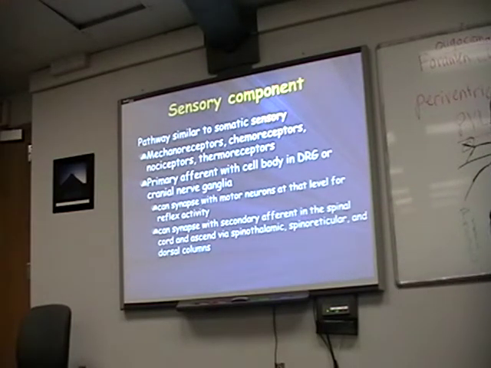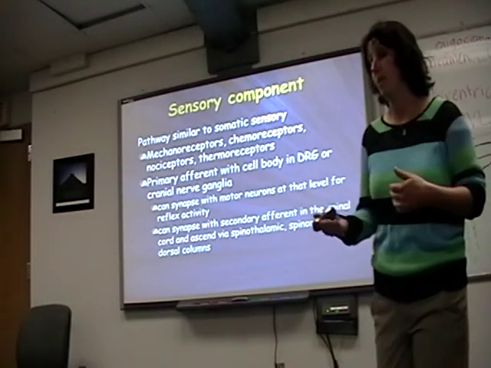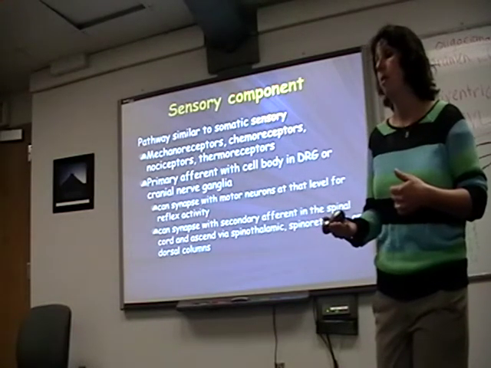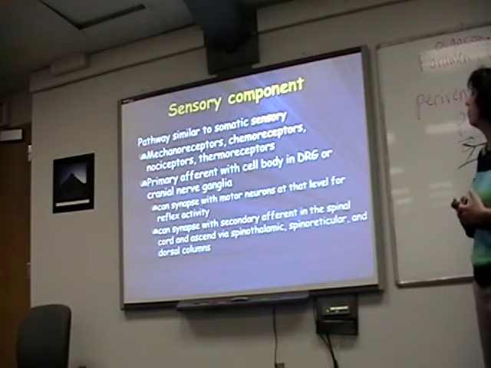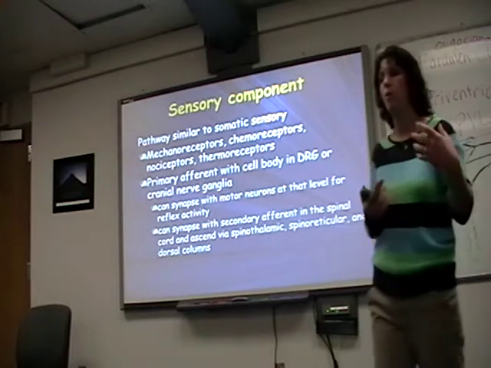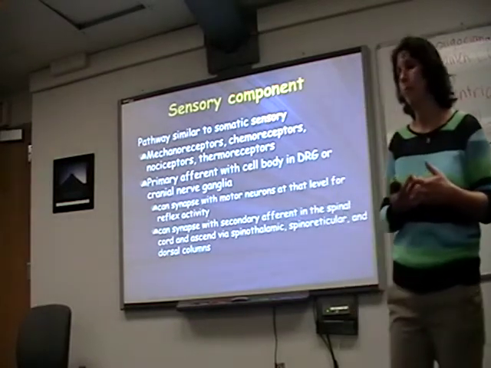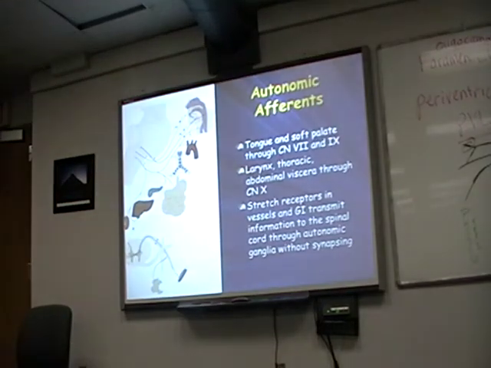We're also going to have reflex activity in the visceral nervous system. So we're going to have synapses with motor or efferent axons to have bronchial constriction or bladder relaxation or contraction, depending. We're also going to have secondary afferents going up the various tracts. So we're going to have information going up with the dorsal columns, going up with the anterolateral or spinothalamic tracts, again, leading to some of this referred pain.